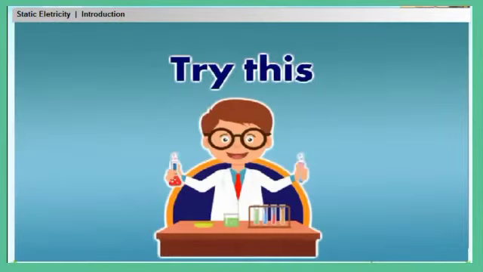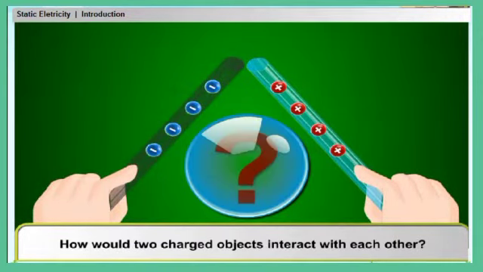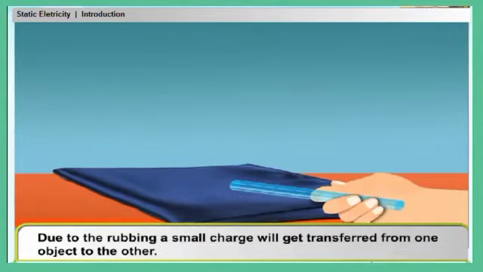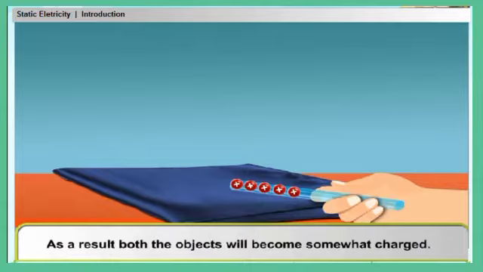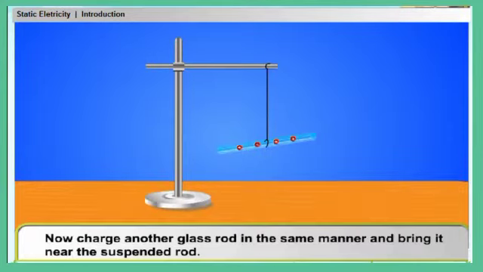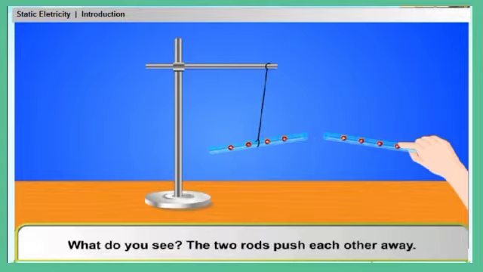Try this. How would two charged objects interact with each other? Rub one end of a glass rod against a silk cloth. Due to the rubbing, a small charge will get transferred from one object to the other. As a result, both the objects will become somewhat charged. Suspend this rod freely in air with the help of a thread. Now, charge another glass rod in the same manner and bring it near the suspended rod. What do you see? The two rods push each other away.